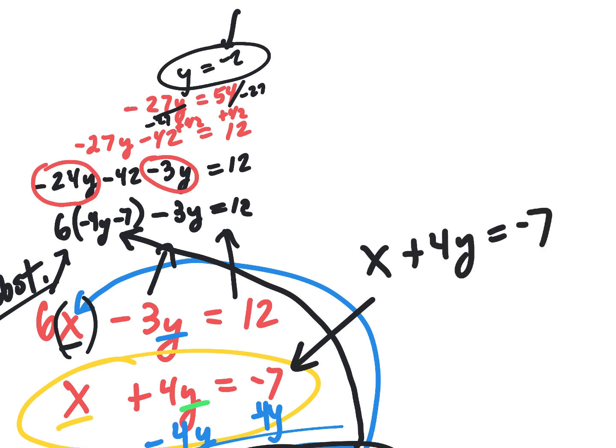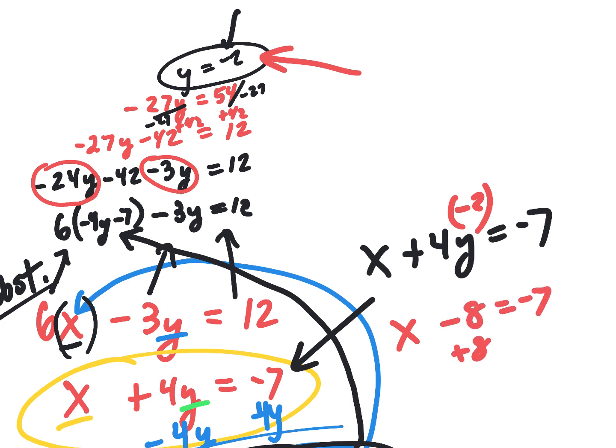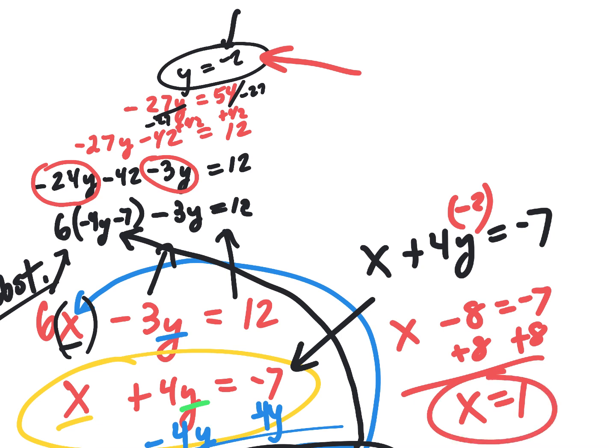And I replace the y with negative 2. Negative 2 right there. So then this is x minus 8 equals negative 7. Adding 8, adding 8, x equals 1. Boom. x equals 1. y equals negative 2. 1 comma negative 2.